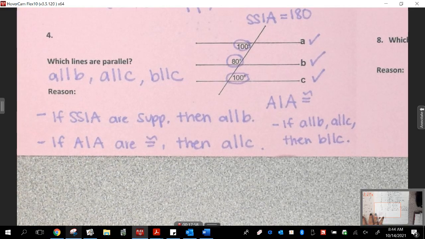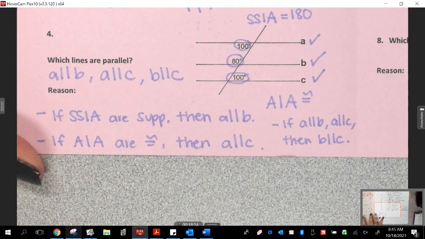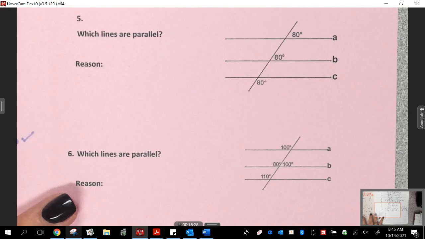Can I change it? Okay. You good? Good? Okay. Glenda, you good? Okay. Number 5. What am I going to cover up? There are too many lines.